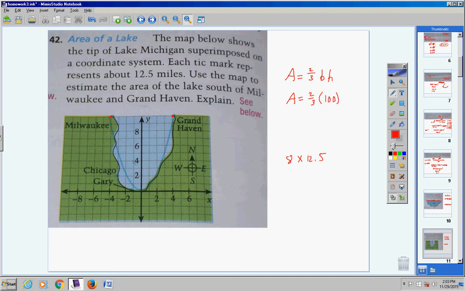Now my height would start here: 1, 2, 3, 4, 5, 6, 7, 8, 9, 10. Well, 10 times 12.5 would be 125. So I'm taking 2/3 times 100 times 125. So here we go. 100 times 125.